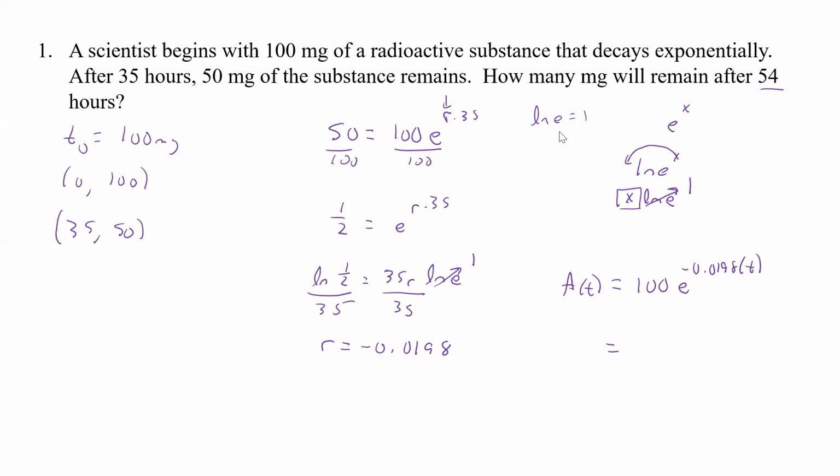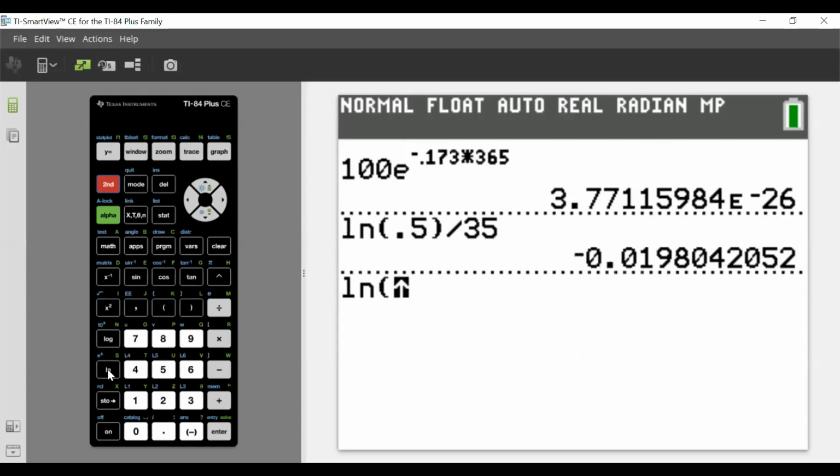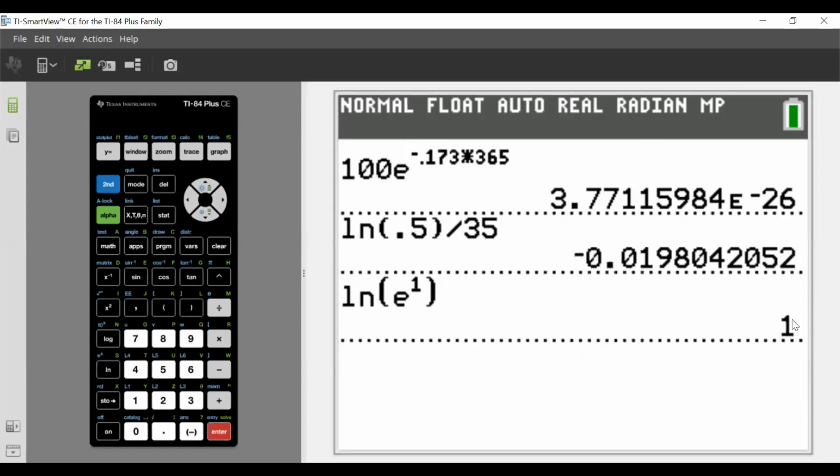So anyway, what we're going to do is a of 54, so we'll also do that while we're over there. It's just a function. So if we take the ln of e to the 1, which is just e, oops, that's going to give me an error, I'm pretty sure. That's just 1. It's just the definition of the natural log, or the log base e function.